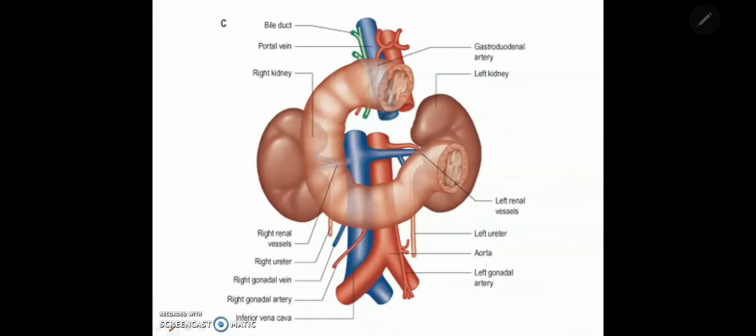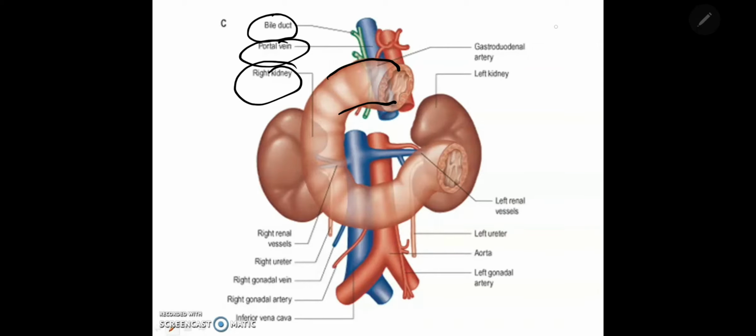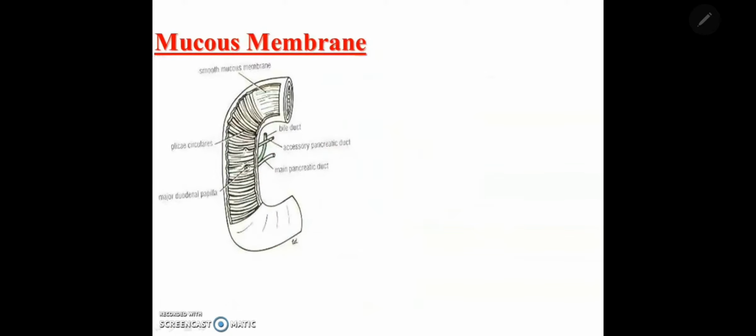And you can see here one more picture depicting the posterior relations of the first part: the bile duct, portal vein and the gastroduodenal artery. Behind the portal vein, separated by the epiploic foramina, you can see the inferior vena cava.